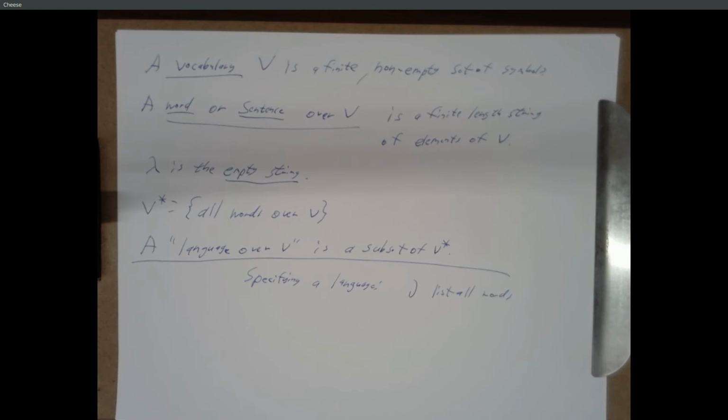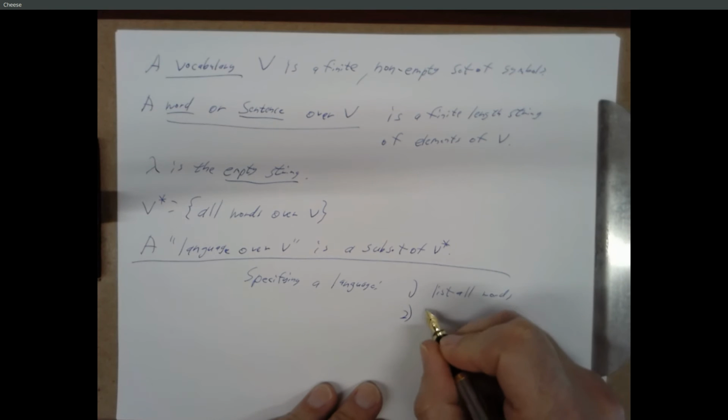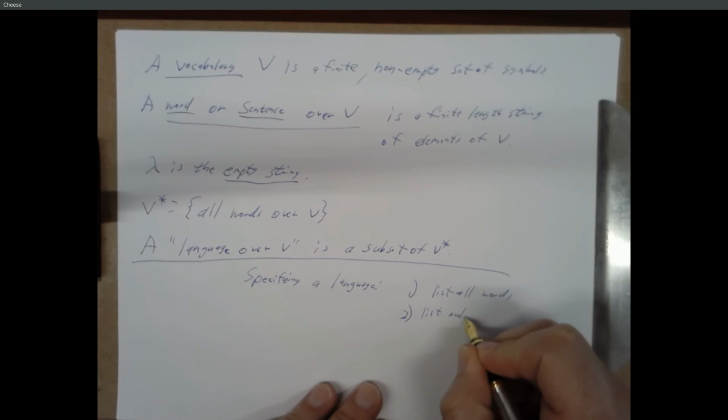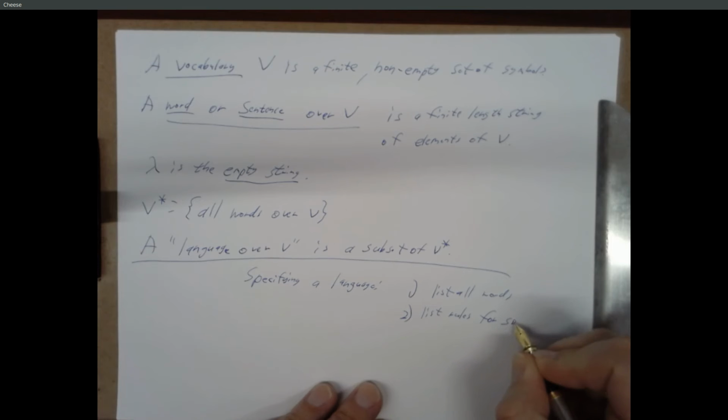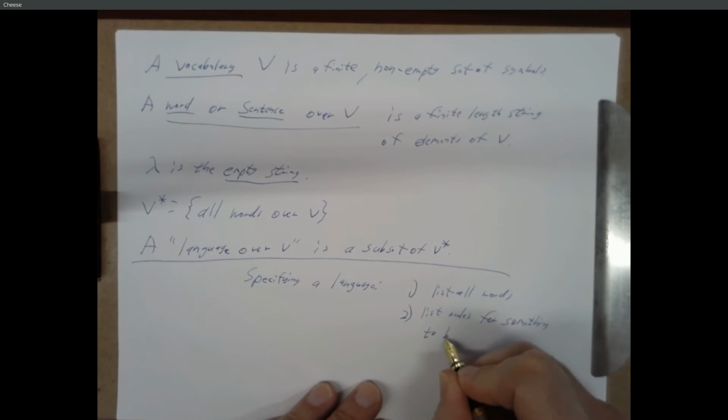But that's not very good for defining the language of a C program. We could have a dictionary with every possible C program, and the compiler could simply look at your code and see if it's in the dictionary. And if it's not, it'll say, oh, there's a syntax error somewhere. But that's not practical. But for small languages like English, we can do that. Another approach: list rules for something to belong to the language.